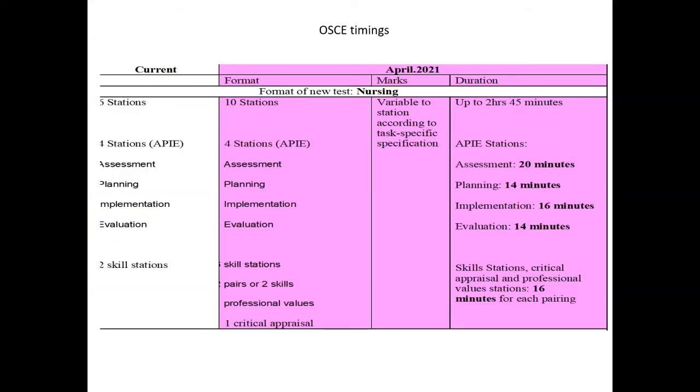Go on, Tella. I think just to add, with the new OSCE, I said I would go over that, but I completely forgot. With the new OSCE, you will be having 10 stations. So your APIE will still be there: assessment, planning, implementation, and evaluation. Then you will have 2 skill stations, which they will pair. And you have 2 silent stations as well, which are your evidence-based one and your professional values.